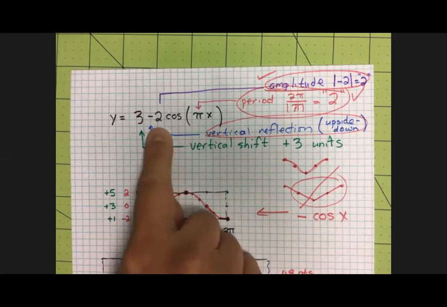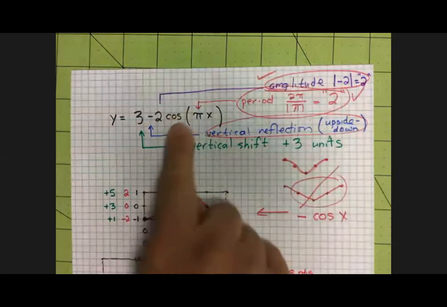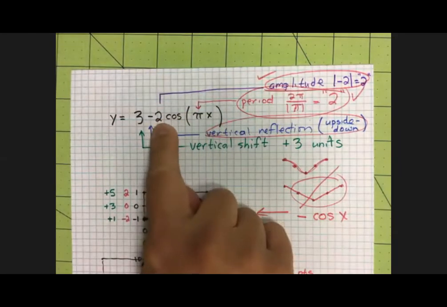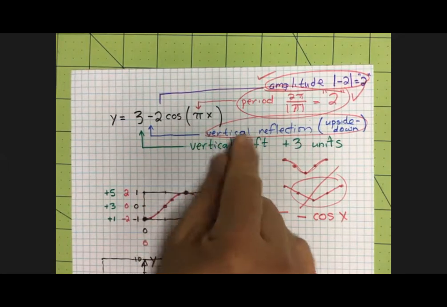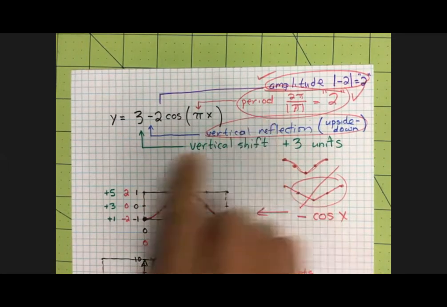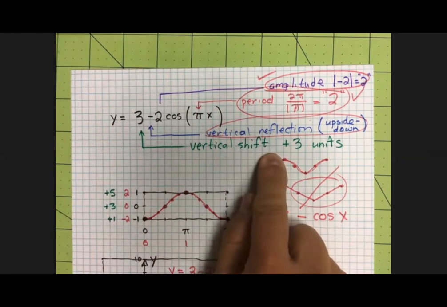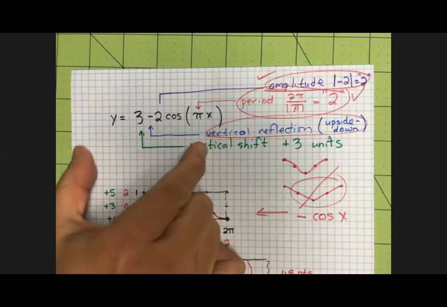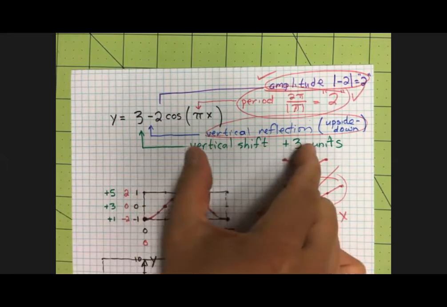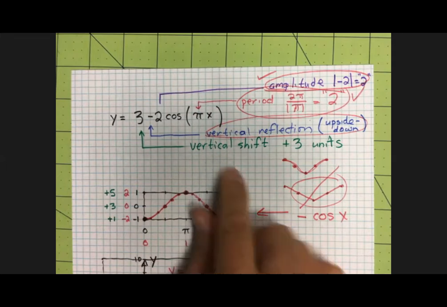I can stretch this or shrink it vertically. That's called vertical scaling. I can stretch it or shrink it horizontally. It's called horizontal scaling. That's a period. I can lift it up or down with a vertical shift. But I can also pick the graph up and move it left or right with a horizontal shift. Let me show you what a horizontal shift is.